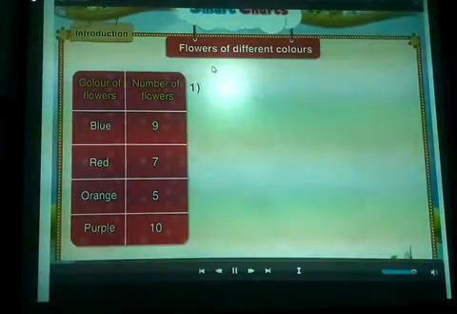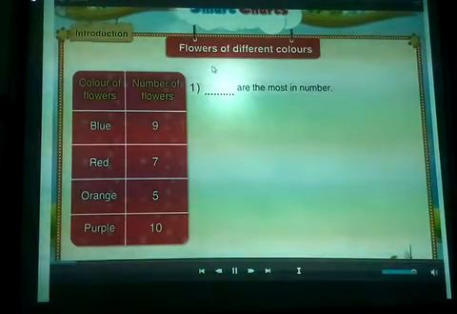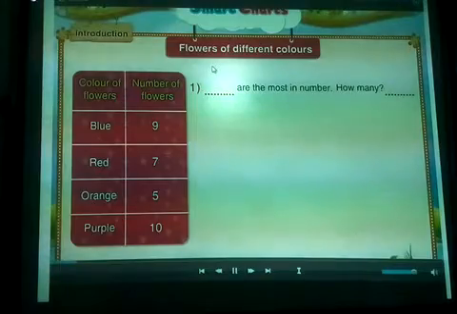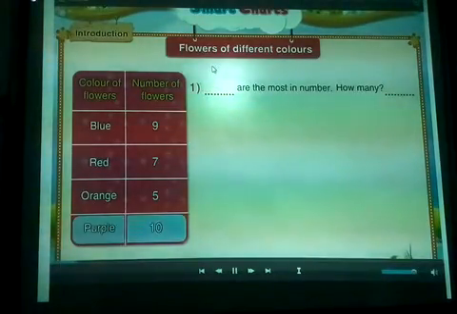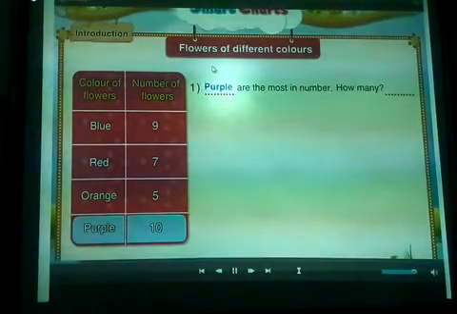1. Dash are the most in number. How many? Dash. Purple colored flowers are the most in number. They are 10 in number. So we write purple colored flowers and 10 in the blank spaces.